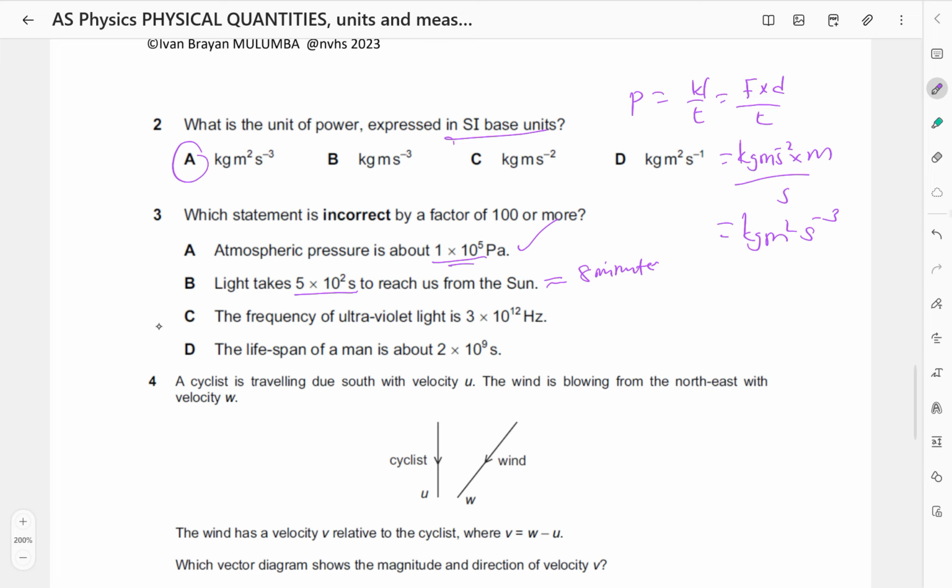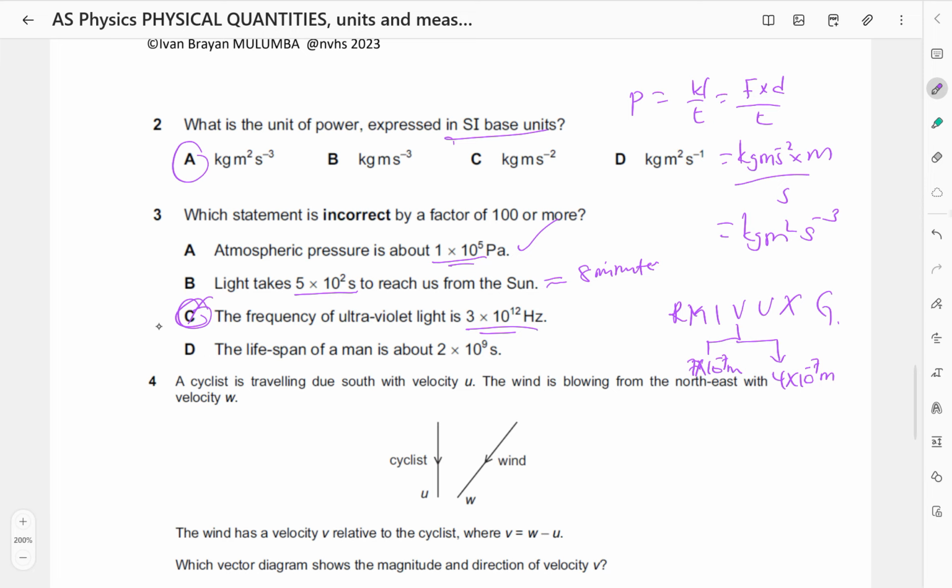The frequency of ultraviolet is 3 times 10 power 12. I think this is not true. We can verify. How do we verify this? By looking at the wavelength. Because we must be familiar with the wavelength of ultraviolet. Visible light, on the side of infrared, is 700 or 7 times 10 power negative 7 meters. On the other side, violet is 4 times 10 power negative 7 meters. So the wavelength equivalent to this frequency should be close to that of violet.